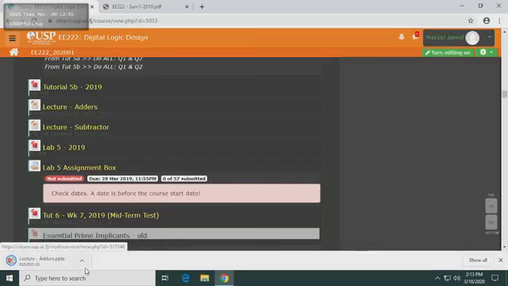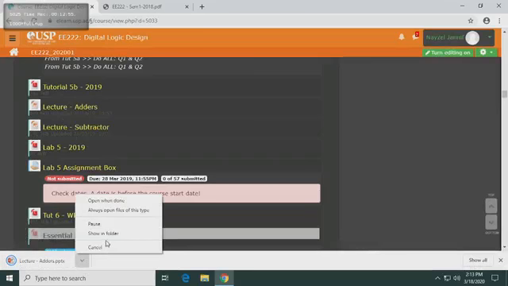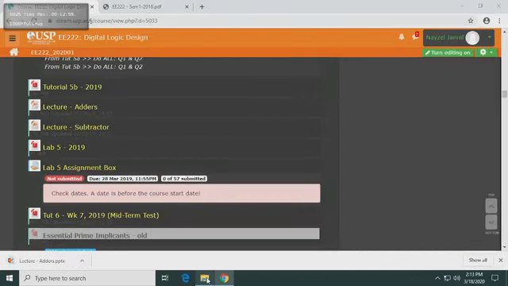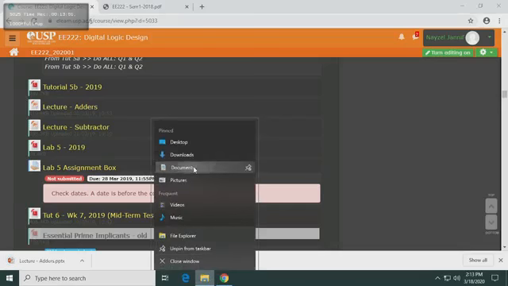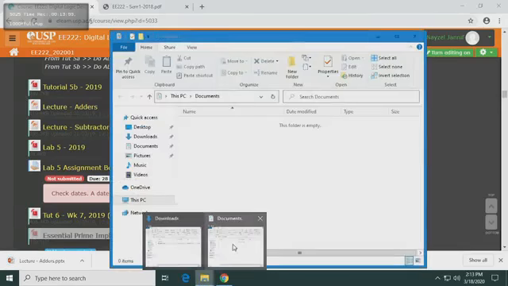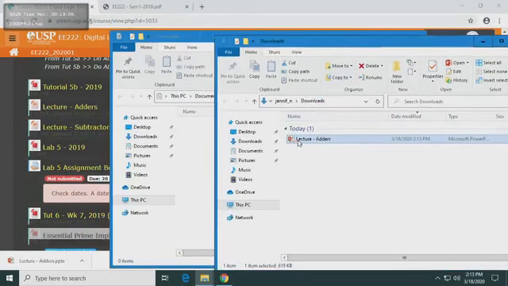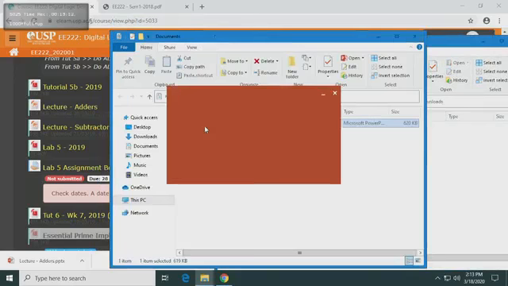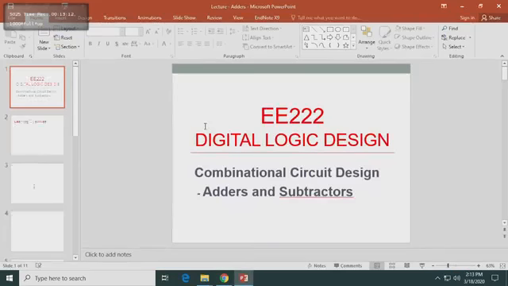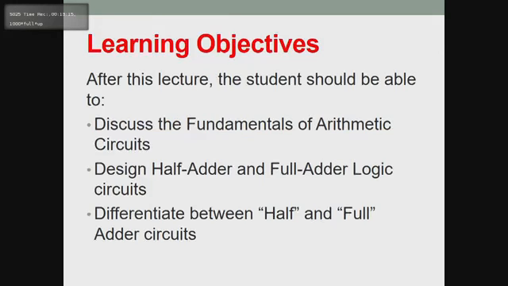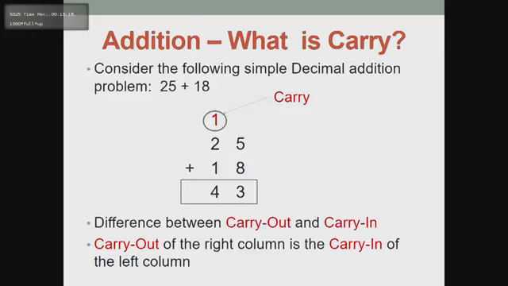Now the lecture which we were looking at. We were looking at adders. So we went through adders. There's something called a carry out. The carry out of the right-hand column becomes the carry in of the left-hand column. So that's how it works.